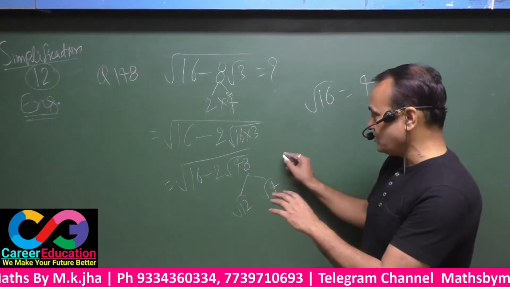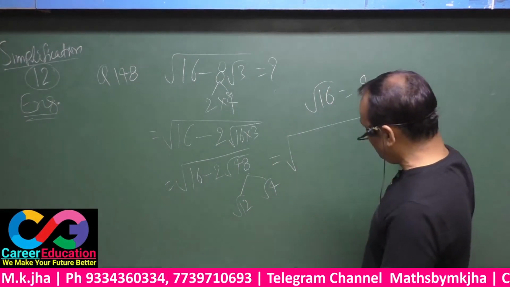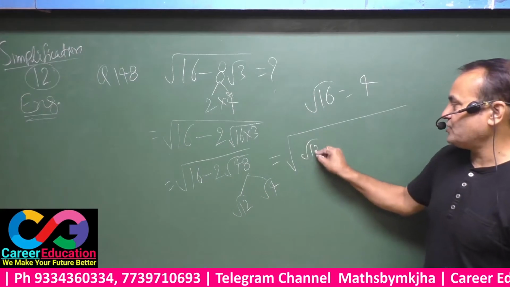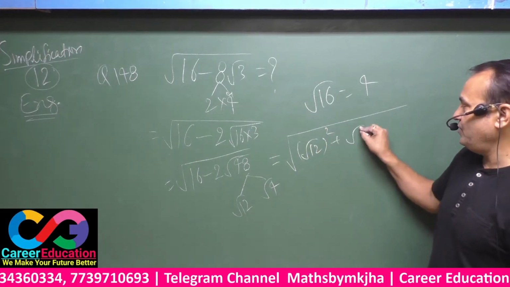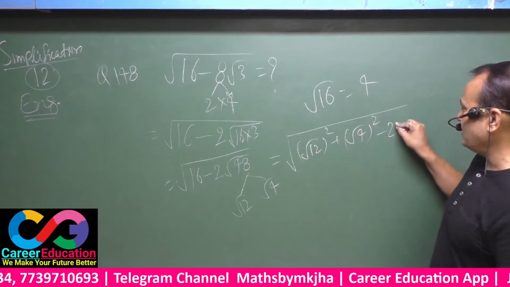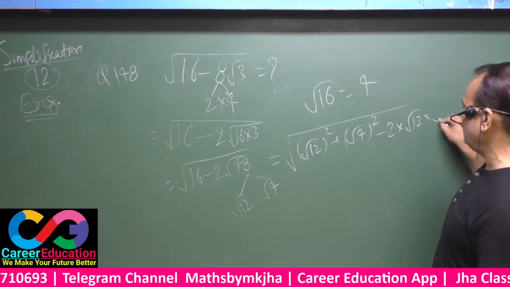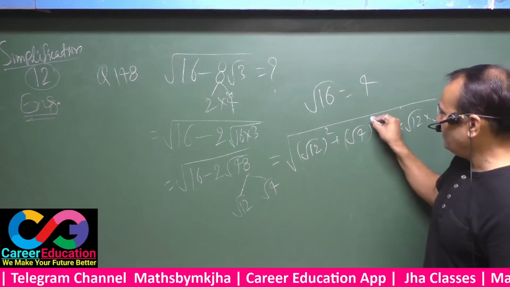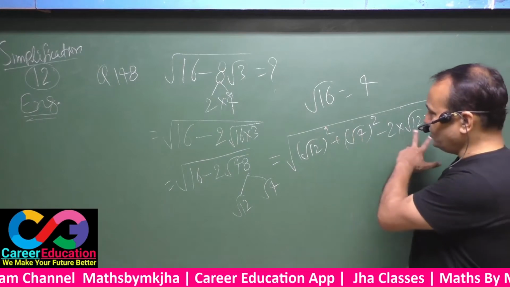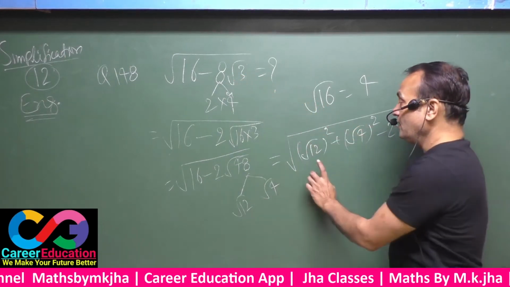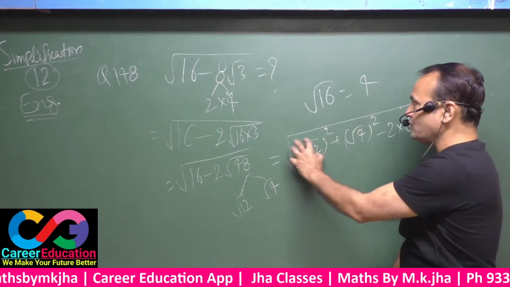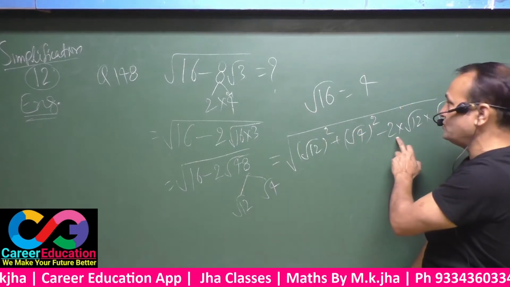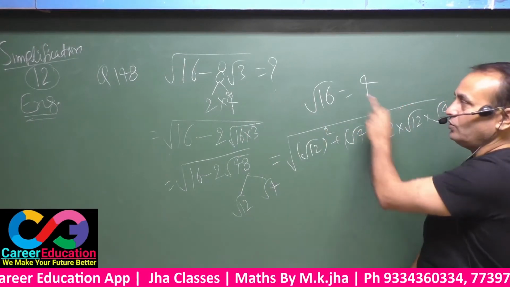That means you got the answer, but I am writing in detail again. See here, this is a square, this is b square, minus 2 into a into b. Now this is exactly the same as this. 12 square plus 4 square, that is 12 plus 4, 16, minus 2ab, this is 2 root 48.